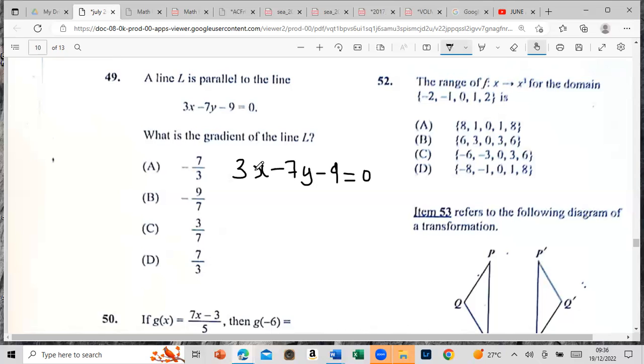Alright, so we're going to get rid of that 3x first. So negative 7y equals negative 3x. We're not really focused on this, but I'm still going to do plus 9, as we are focused on it. Now we're going to divide by negative 7 because we want to get y by itself. So negative cancels negative, so it's positive 3 over 7.